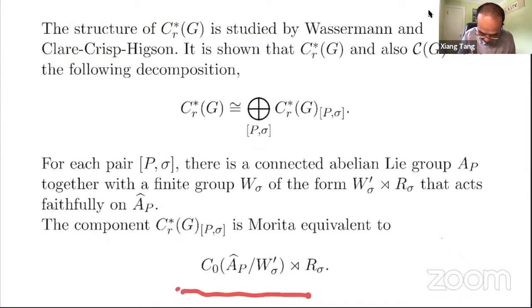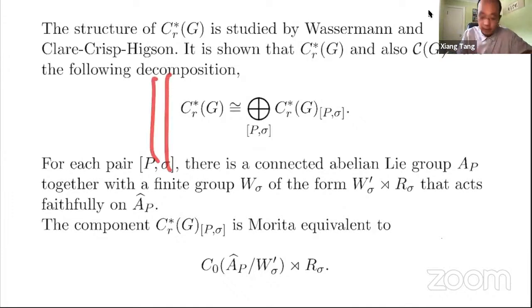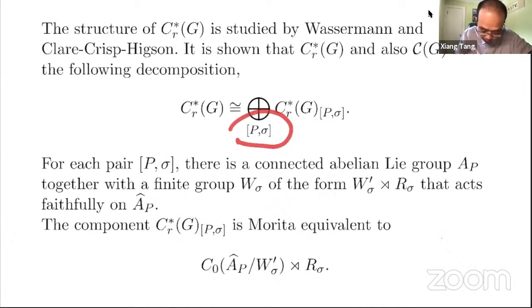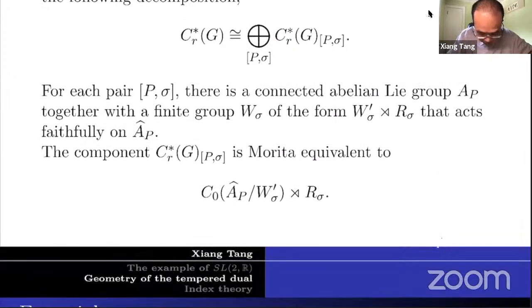So for each piece, this is the geometric space we're going to look at. For this part, do not worry. And the P, for experts, is the cuspidal parabolic subgroups, with some equivalence class to be put here. Okay, so that's the structure on the C-star algebra, on our algebra.